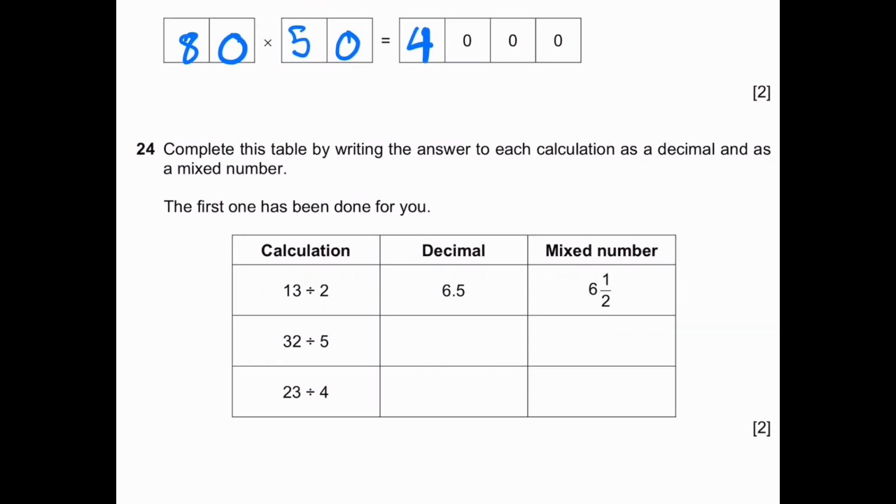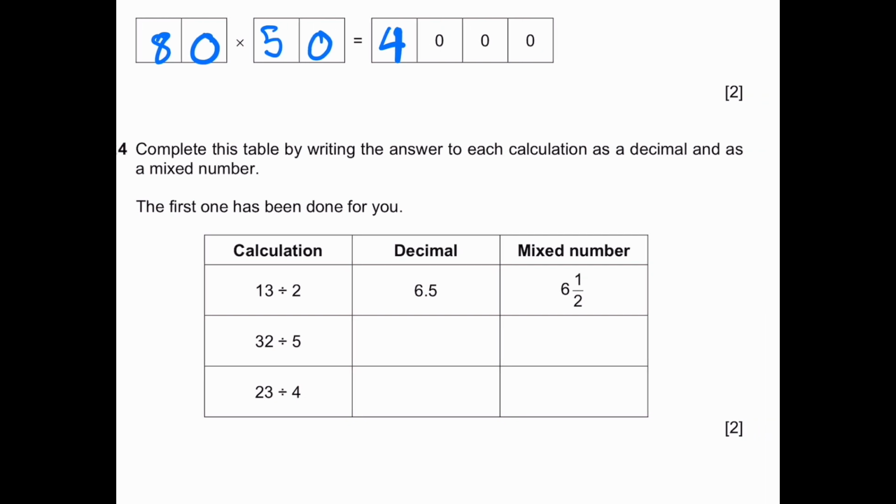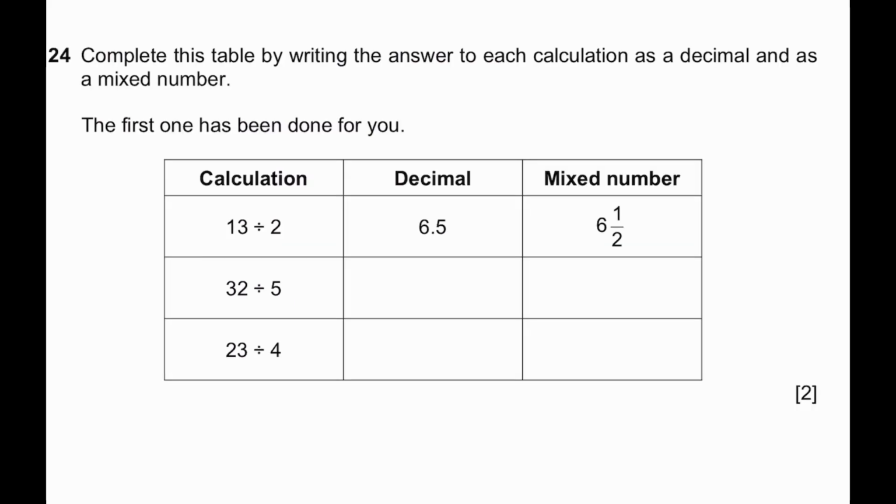Question 24. Complete this table by writing the answer to each calculation as a decimal and as a mixed number. The first one has been done for you. Calculation: 32 divided by 5. 6 fives are 30. 4 fives are 20. Mixed number is 6 2/5. 23 divided by 4. 5 fours are 20. 7 fours are 28. 5 fours are 20. The mixed number is 5 3/4.